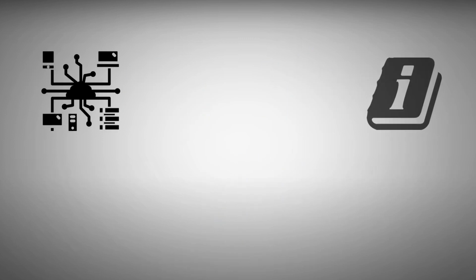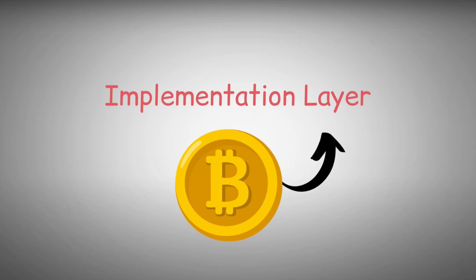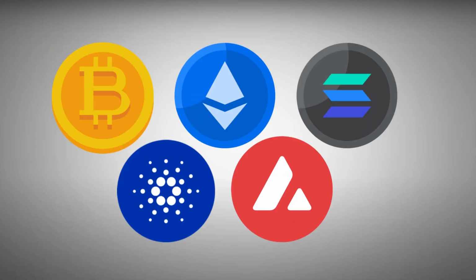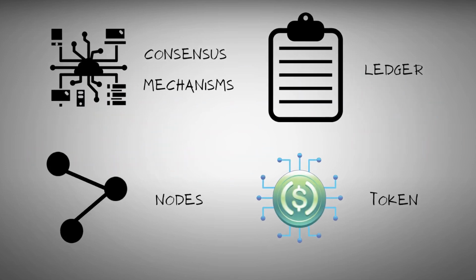Layer 1 encompasses the consensus mechanism, coding language, and all the rules embedded in the code for the operations of the blockchain. Therefore, sometimes this is also called the implementation layer. When users mention the Bitcoin blockchain, they are referring to this layer. Some famous Layer 1 chains are Bitcoin, Ethereum, Solana, Cardano, and Avalanche. What's special about Layer 1 blockchains is that they are independent blockchains that can work without any other chains. They have their own structure and mechanisms, their own consensus, ledger, nodes, and tokens.